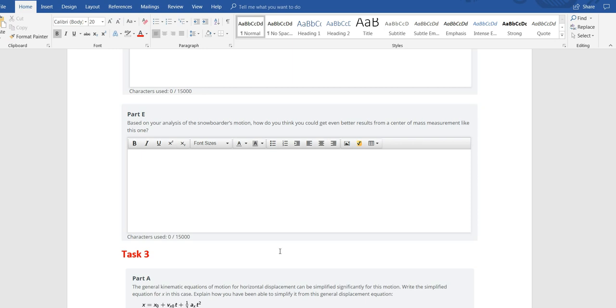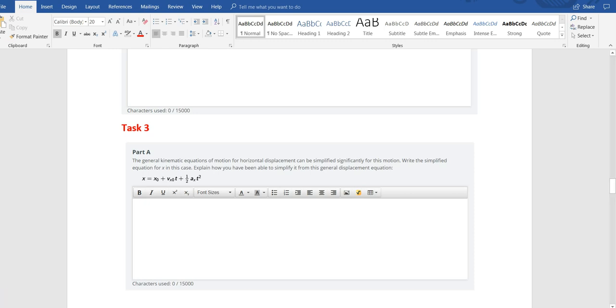So we talk about how the center of mass could be different based on more than just 3 points, more than just the tail, the head, and the legs. So talk about how they could actually get better results. That's not going to be a very easy question. Just do the best you can. I'll be a little forgiving on the answer.